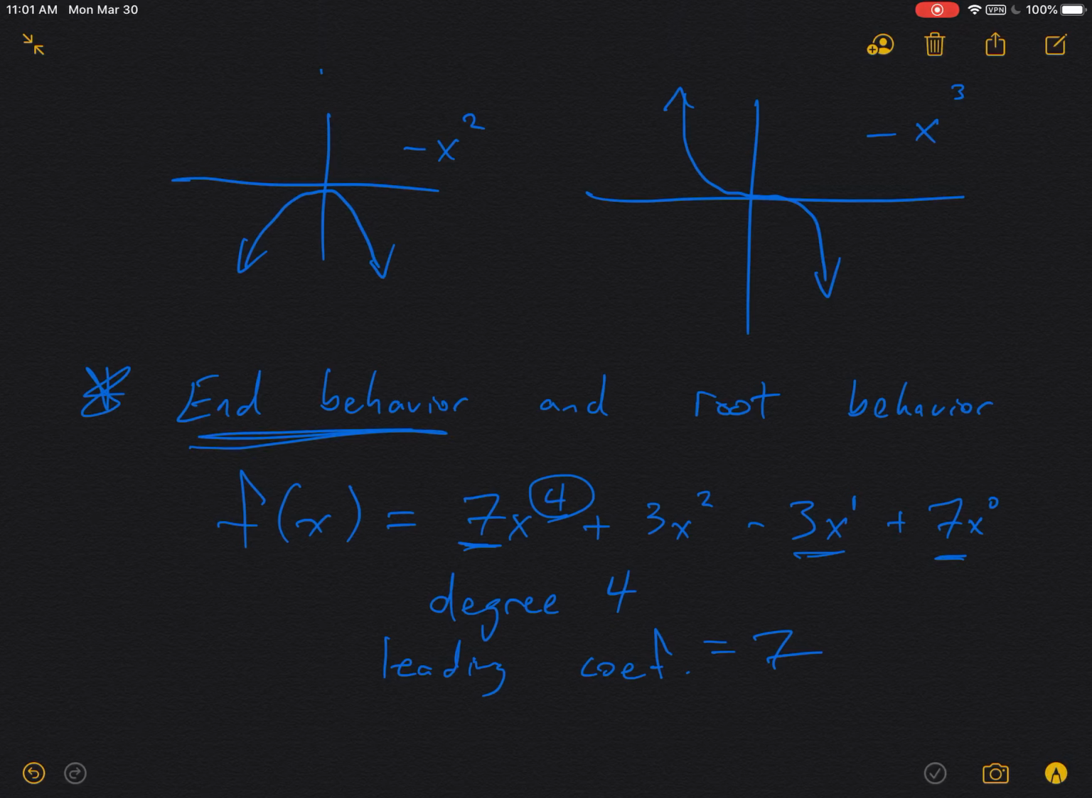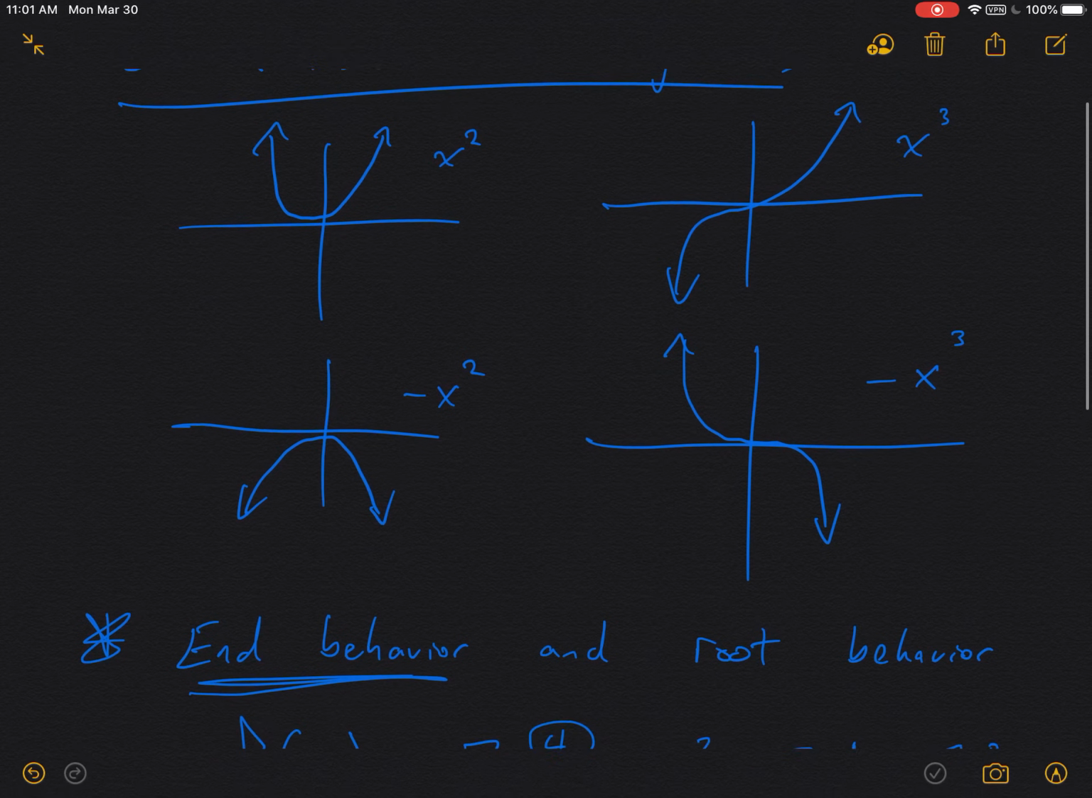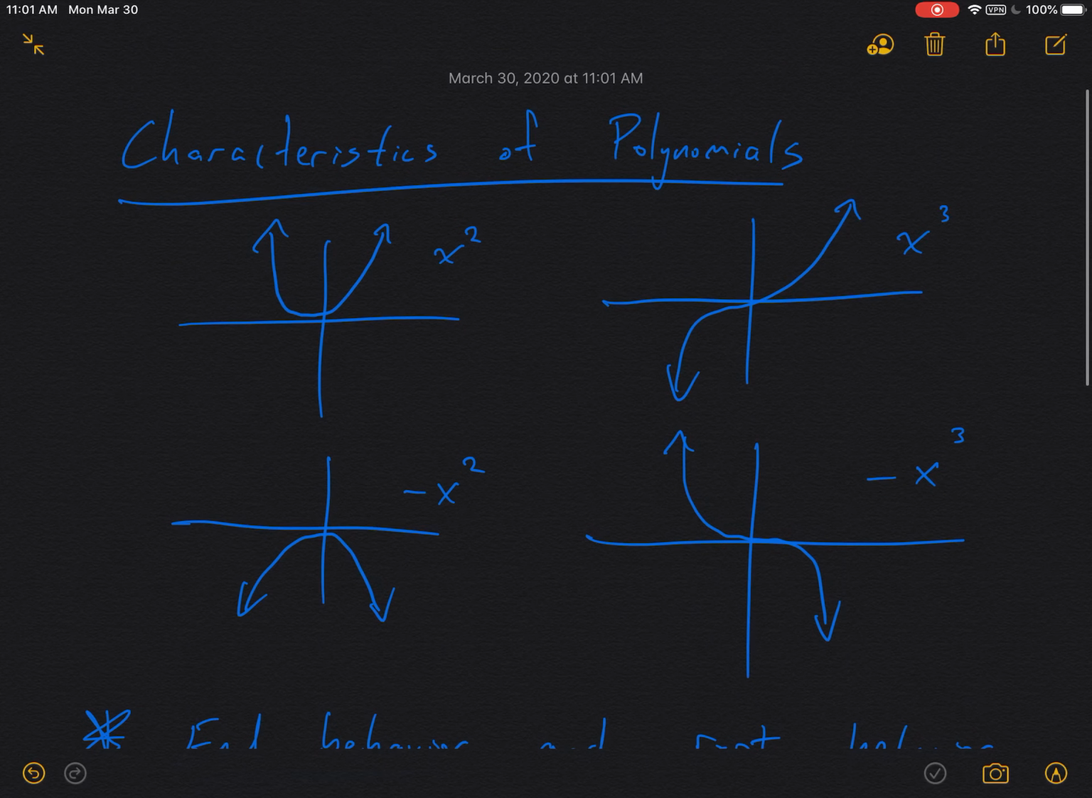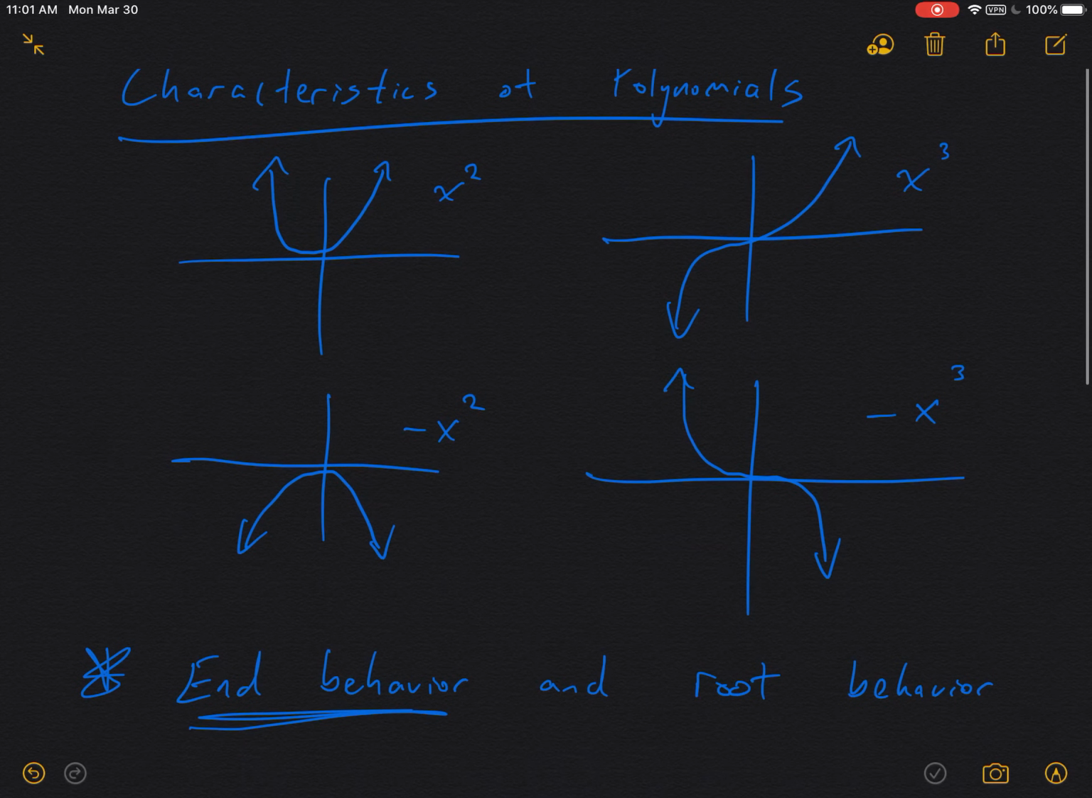So the first thing that we're going to focus on is determining the end behavior for a polynomial like this in order to be able to graph it. And the important thing about the end behavior can be summarized in these four graphs that I have up at the top. So it turns out that the end behavior only depends on the degree, which is the highest power that shows up, and the sign, so positive or negative, for the leading coefficient.